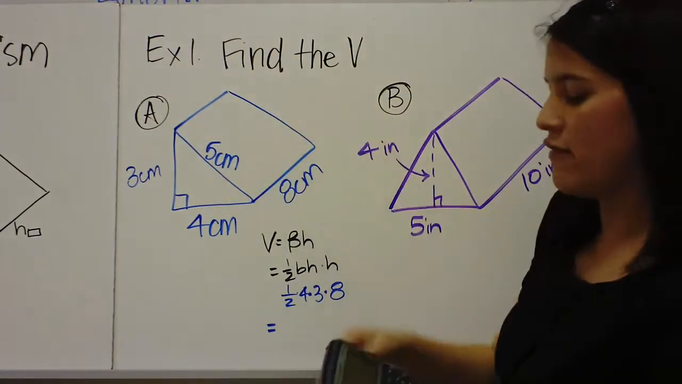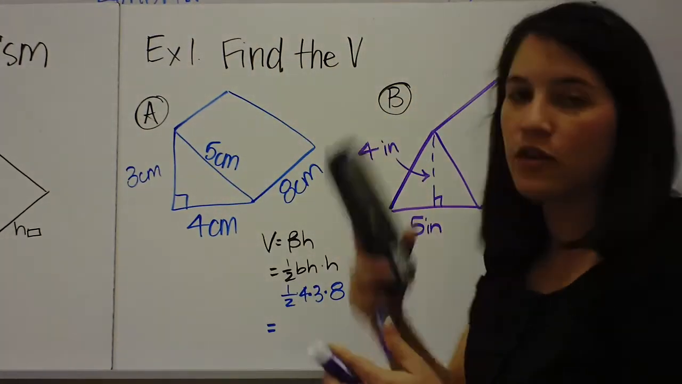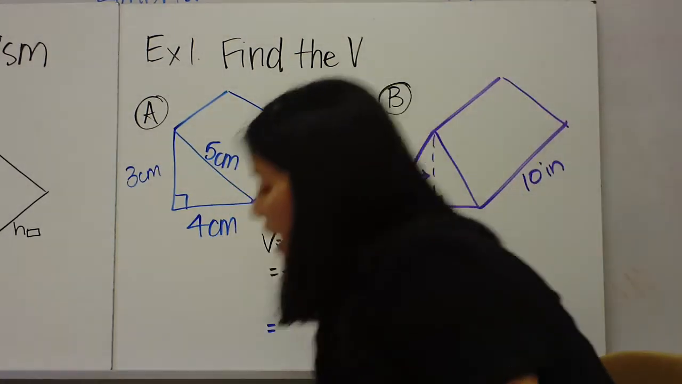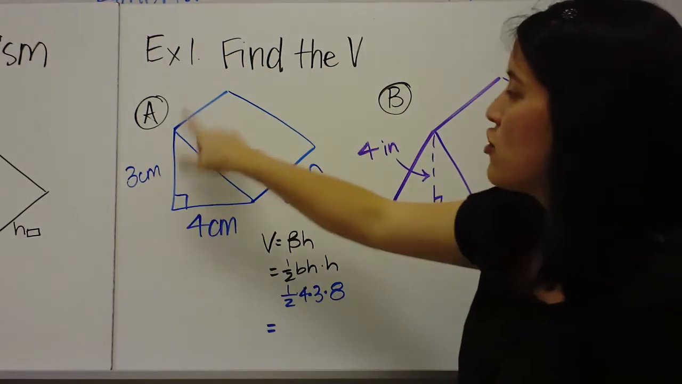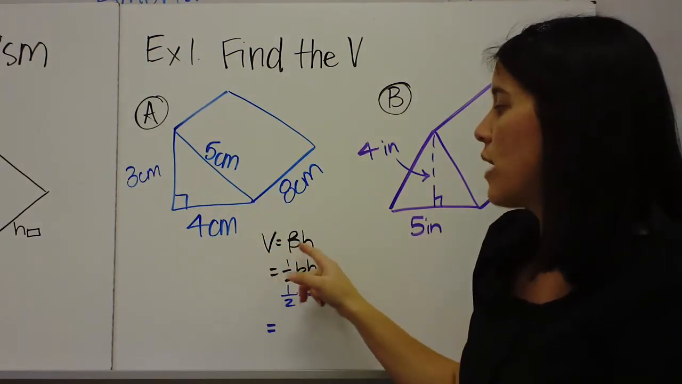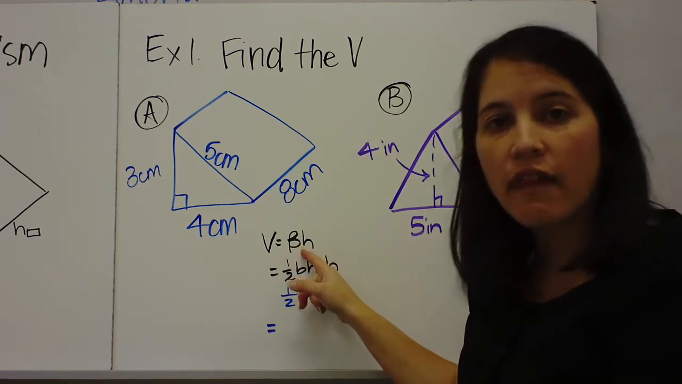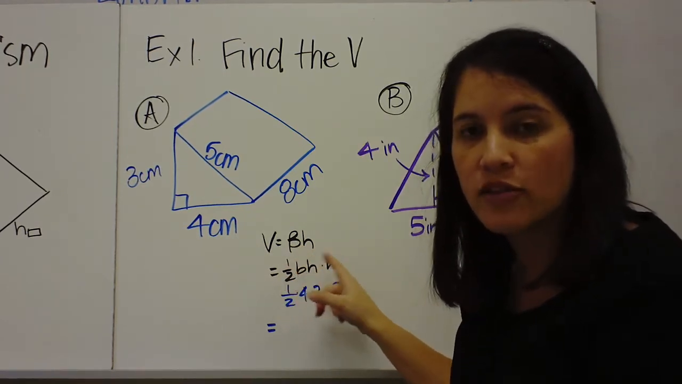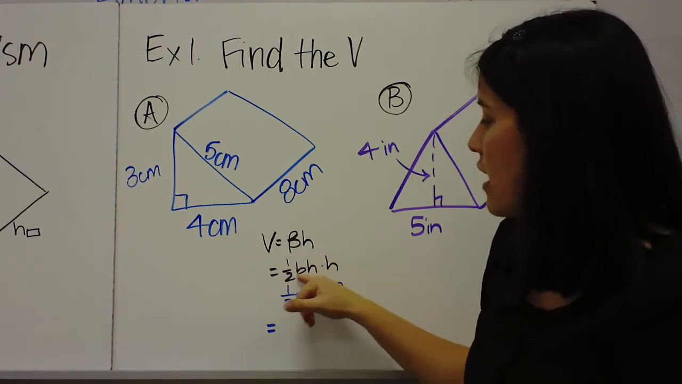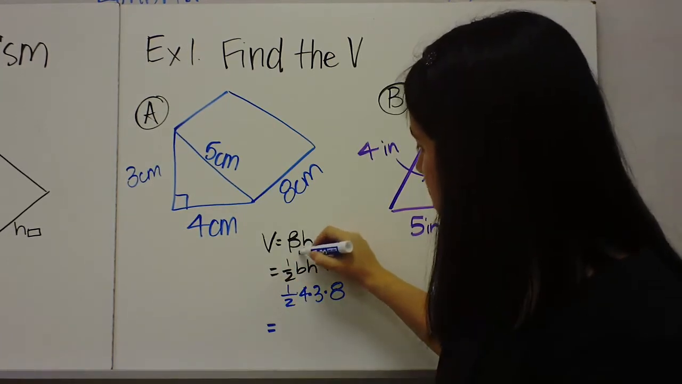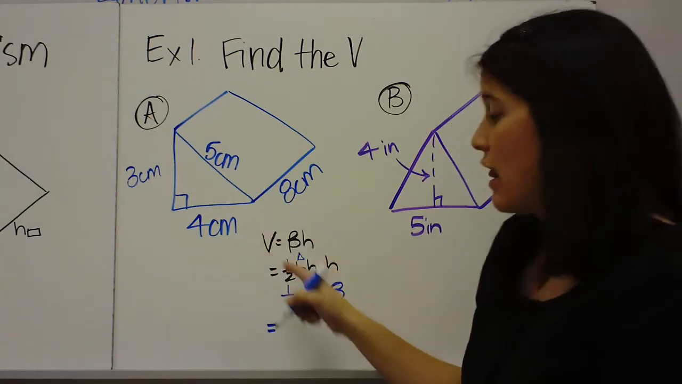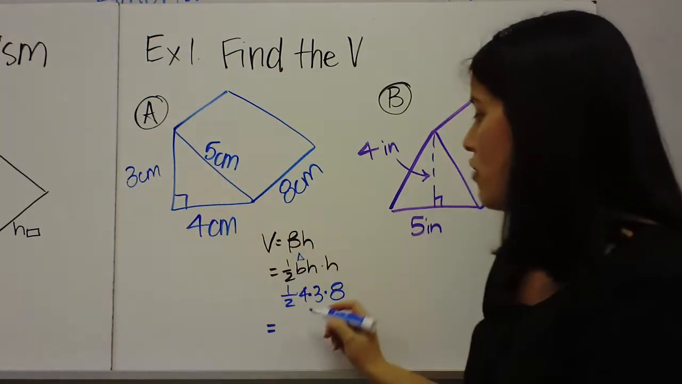So example 1, find the volume, and these are all 3D. So if you have your calculator, pull your calculator up on your computer or your cell phone. And here we go. We have a triangular prism, and I've already shown you the volume, capital BH. And then you break it down to 1/2 BHH. The first BH comes from the triangle. So this comes from the triangle. The base of the triangle is 4. The height of the triangle is 3.